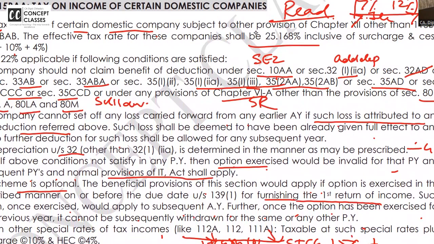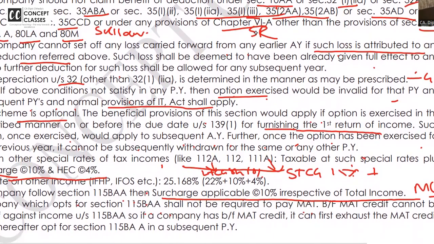And ma'am, but हमारे पास पुराना MAT credit पड़ा है, तो first set off that MAT credit in the normal tax and then go for this scheme. Is this clear to all of you? I have given a comparative also later. Take a pause and tell me. I'm looking at the chat box. Is this clear to all of you?